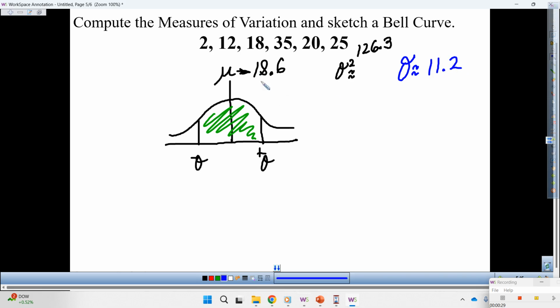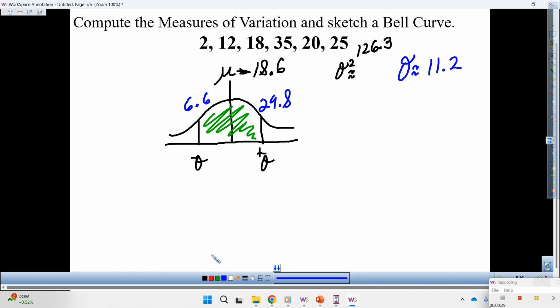11.2. So that takes us to 29.8 or 6.6. Yeah, so the norm is between 6.6 and 29.8. Hands, if you got something like that? Yeah, all right.